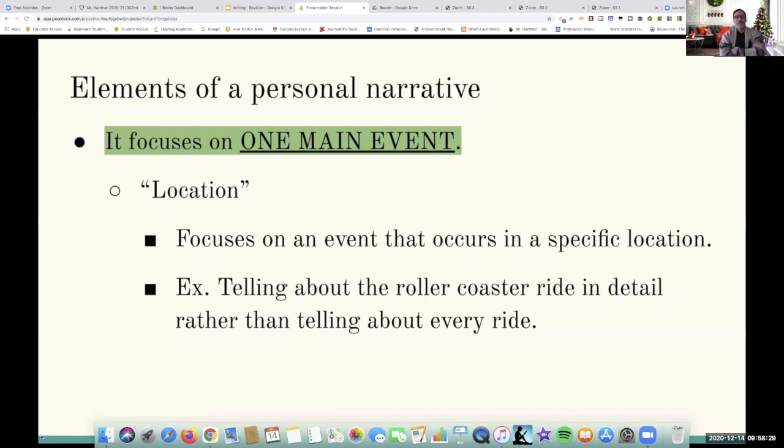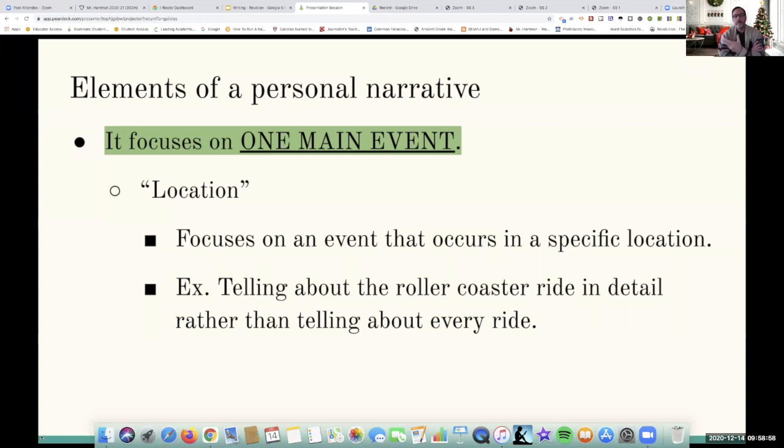This focuses on an event that occurs in a specific location. Our personal holiday narratives, for example, are most likely going to be location. It's going to be at grandma's house or your parents' house or wherever, but it's going to occur at a specific location. For example, telling about the roller coaster ride in detail rather than telling about every ride.